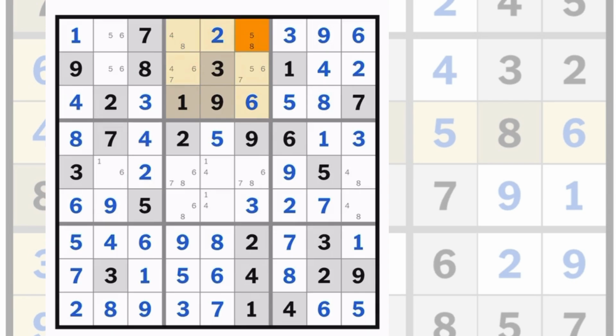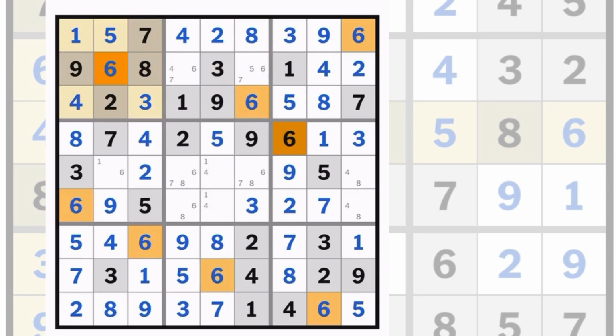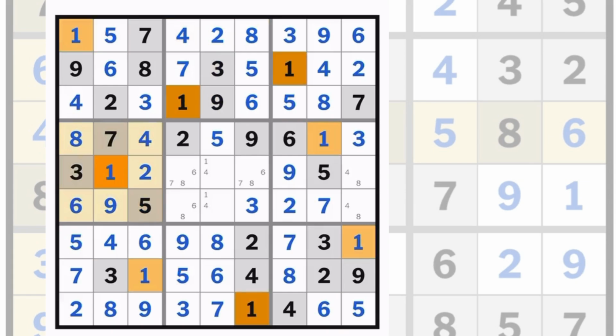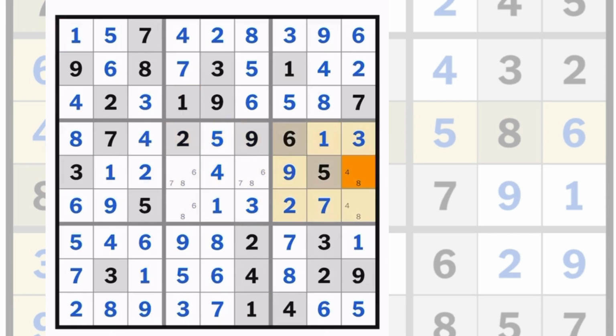So this becomes 4. So this will be 8 and this will be 5, this will be 6. So here this will be 7 and this will be 5. Okay, now here this will be 1. So this will be 4 and this will be 1. So if this is 4, this becomes 8, this becomes 4. 8. And this will be 8. So we have two numbers.